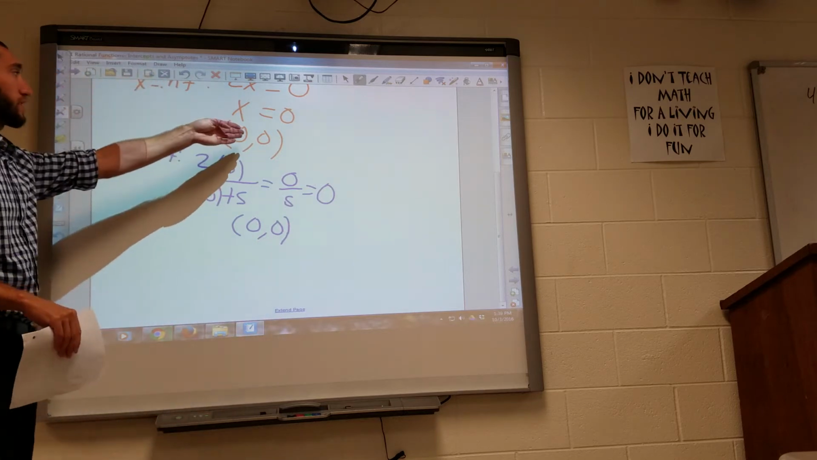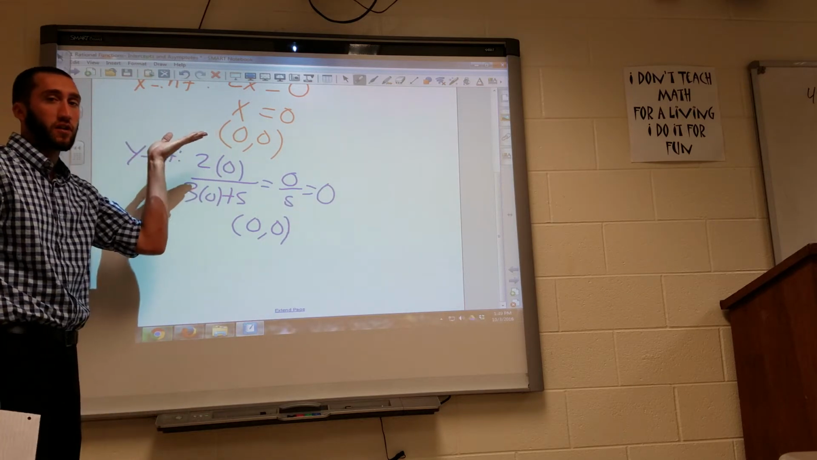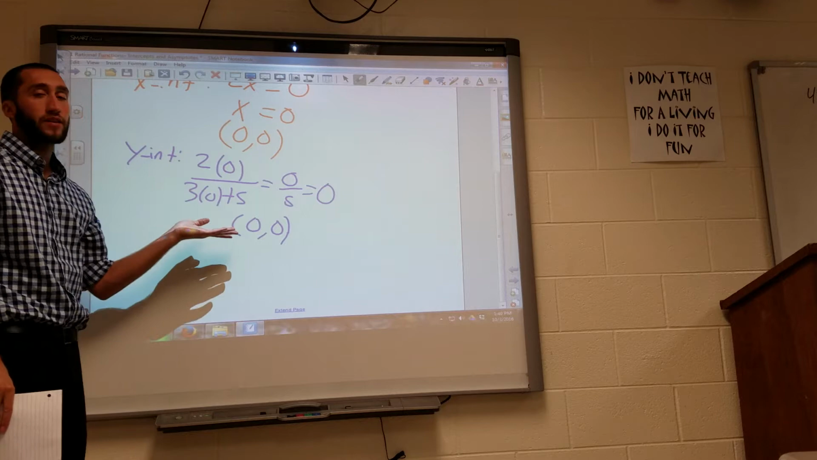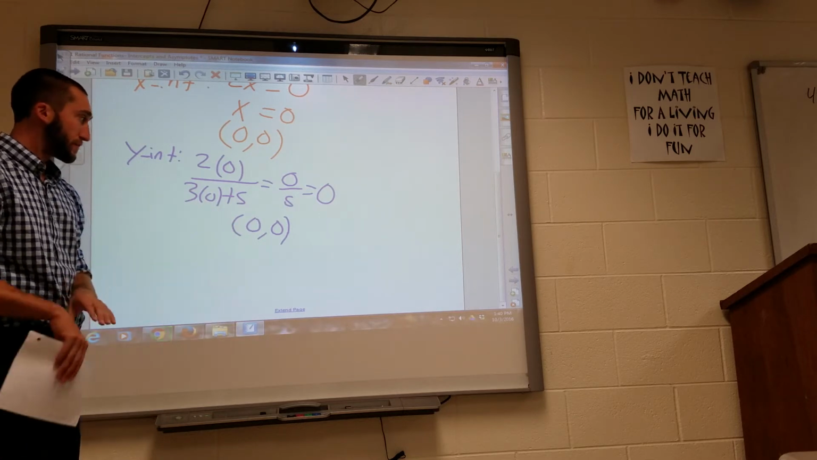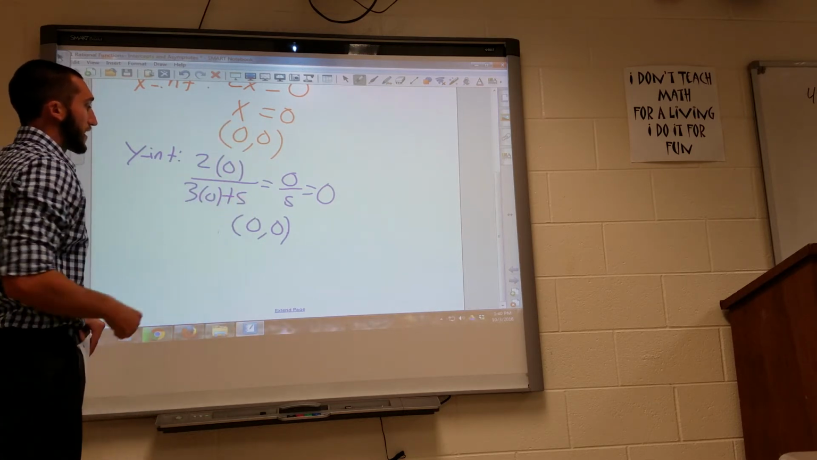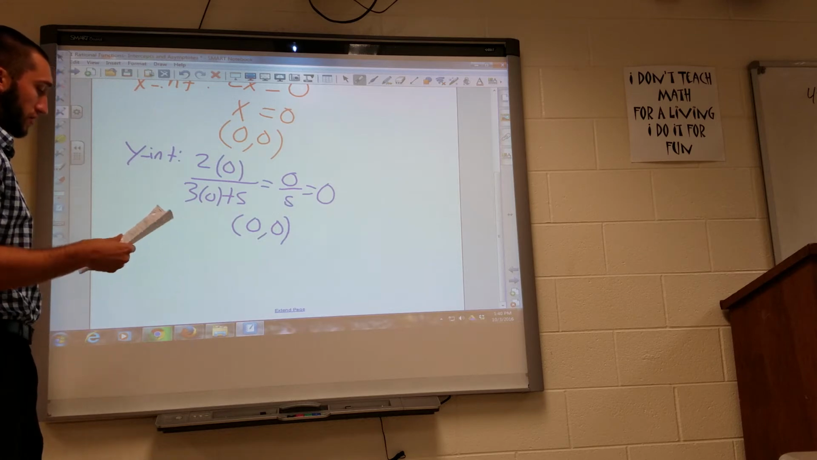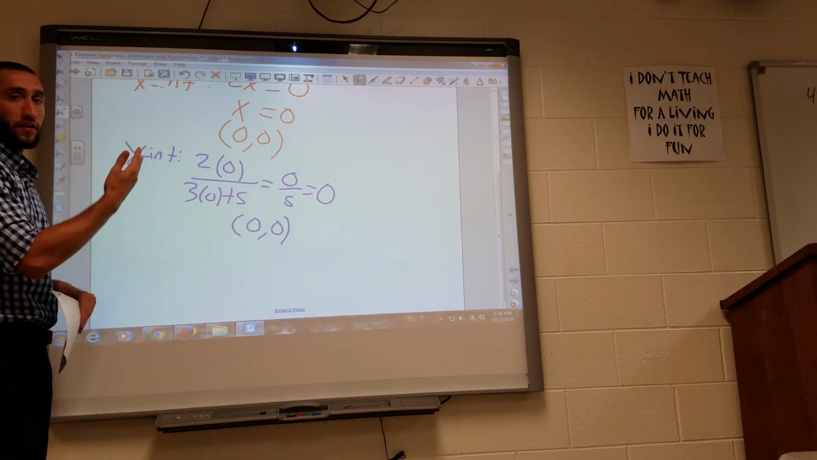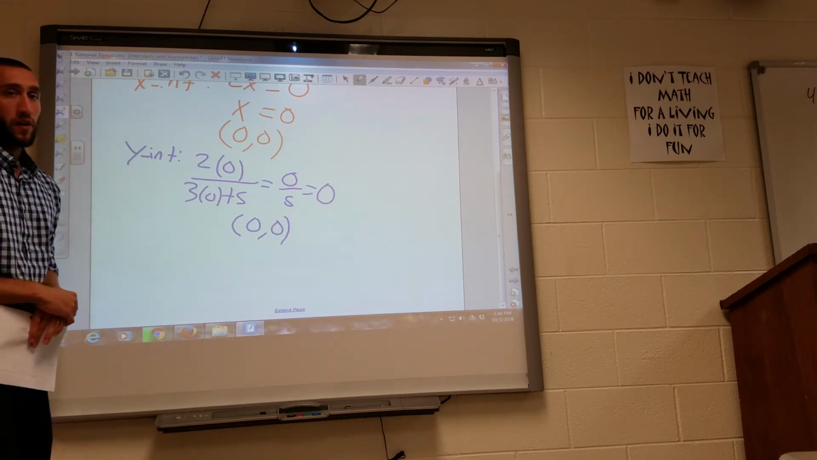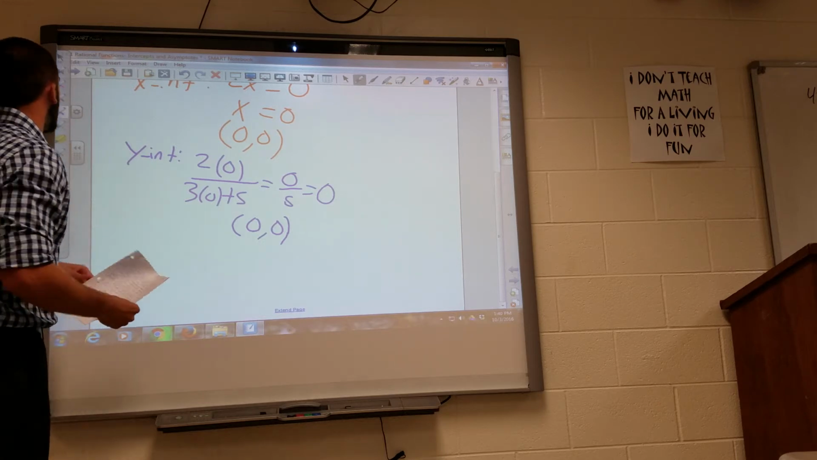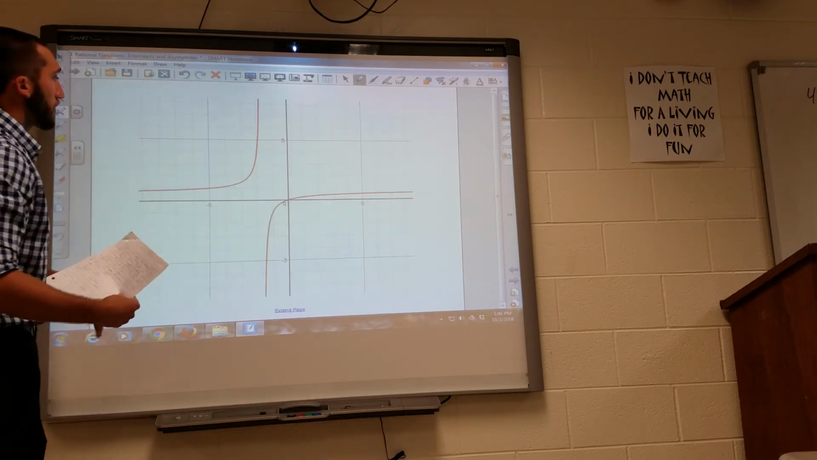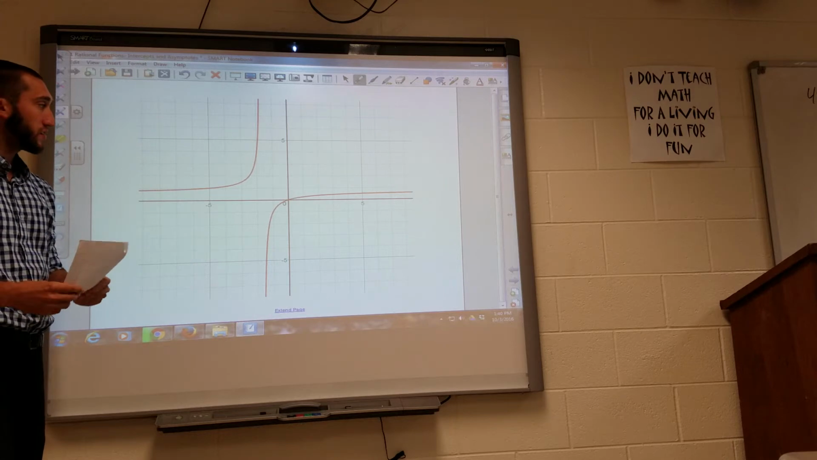Which makes sense, right? Because if it goes through the point 0, 0 as our x-intercept, then that's obviously where it's going to cross the y-intercept too. So it makes sense that the x and y-intercept are only 0, 0, and that is all we had to find here, was the x and y-intercept. So a pretty basic example, but just to show you, this rational function will look like this, right?